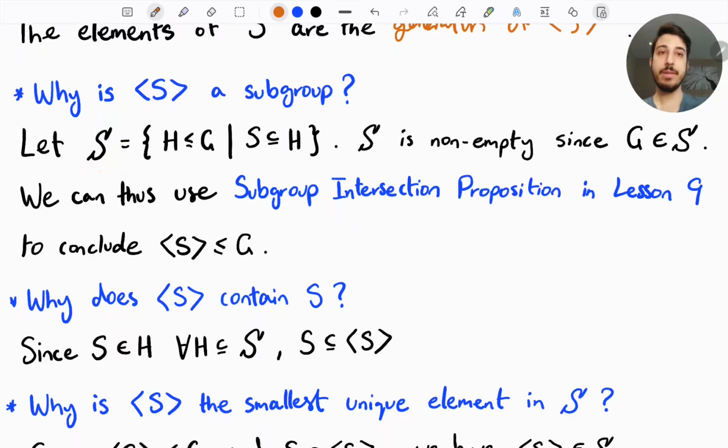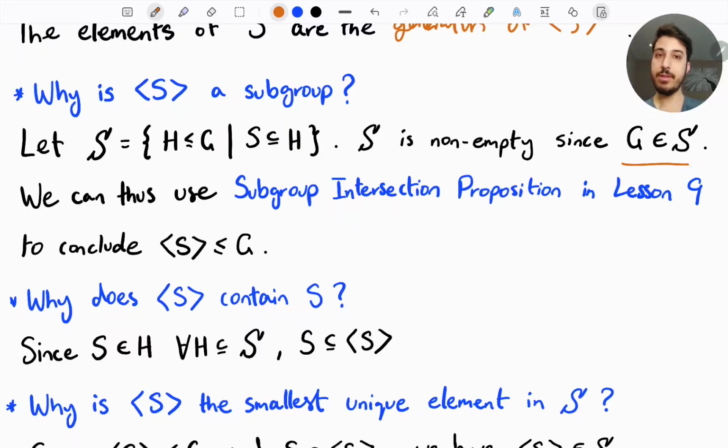Squiggly S is the set of all the subgroups H of G such that S is contained in H. So basically, all the subgroups containing S. Note that squiggly S is not empty, because G is a member of squiggly S. G is in fact a subgroup of G, as we've seen in lesson 9, and S is of course a subset of G. So because there is an element in squiggly S, it is non-empty.